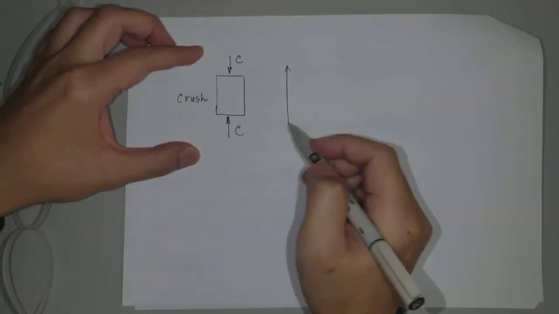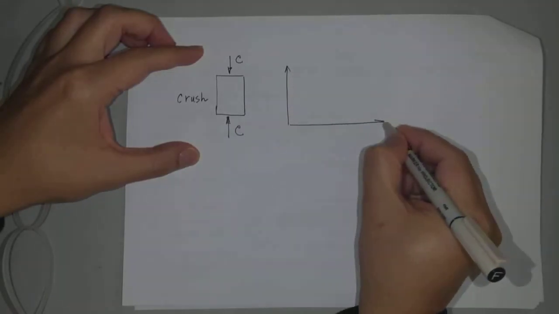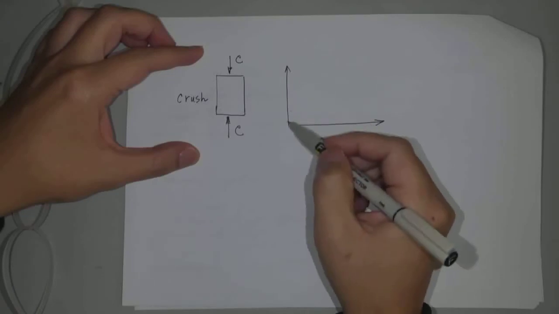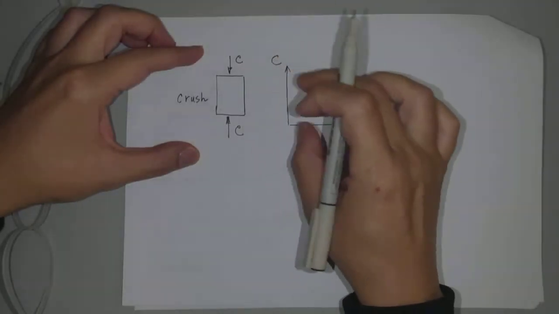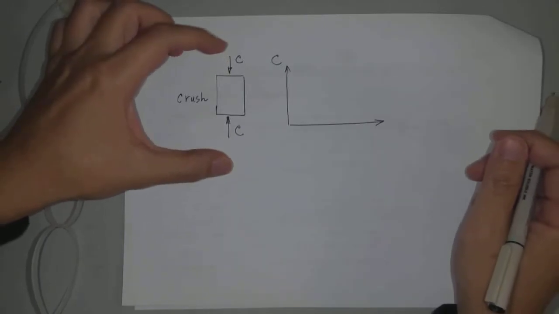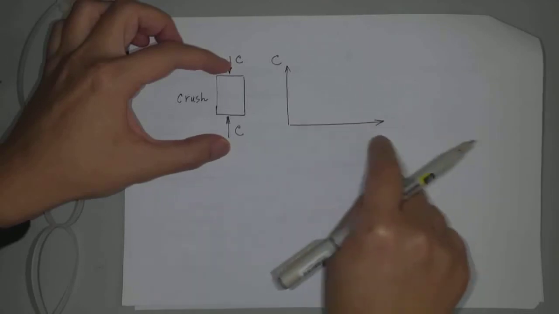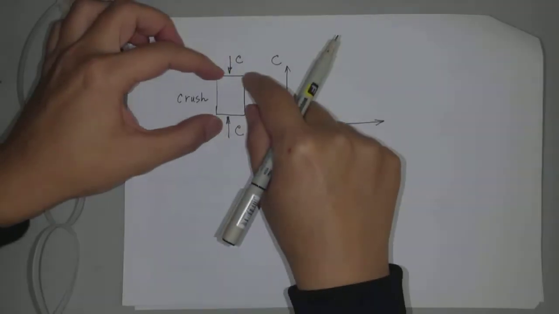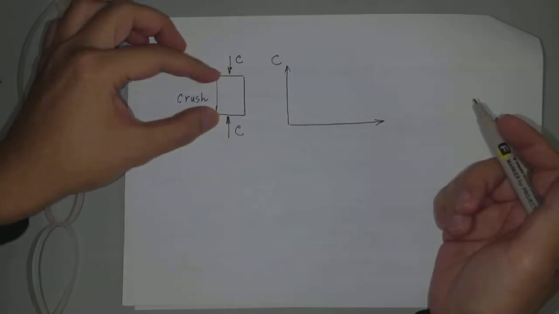So if you do such an experiment, you would find something like this. On the vertical axis, that is your C. You keep increasing your compressive force C. And on the horizontal axis, you know what to measure. When you compress something, it shortens. So you try to measure the shortening.